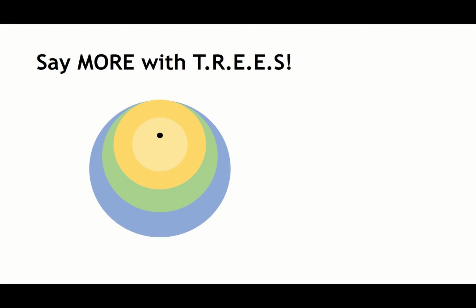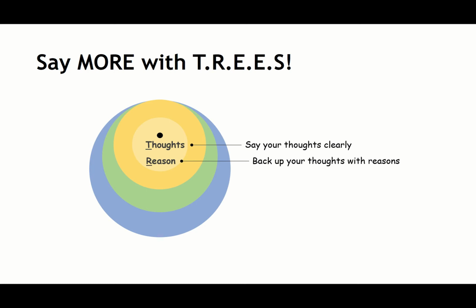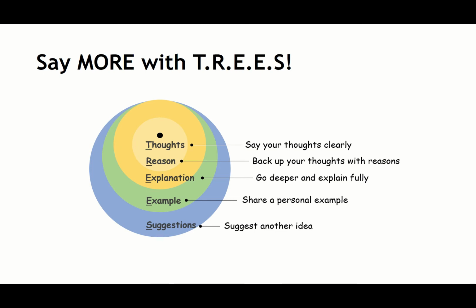The circles here are like our thoughts. We start with a central thought, like our opinion, yes or no, or I like this, I don't like that. Give a reason. Most of us can do that. I like this because, I like that because, yes because, no because. But what we often cannot do is the next three: to give a fuller explanation, to give an example, a personal example, an experience, and finally a suggestion.